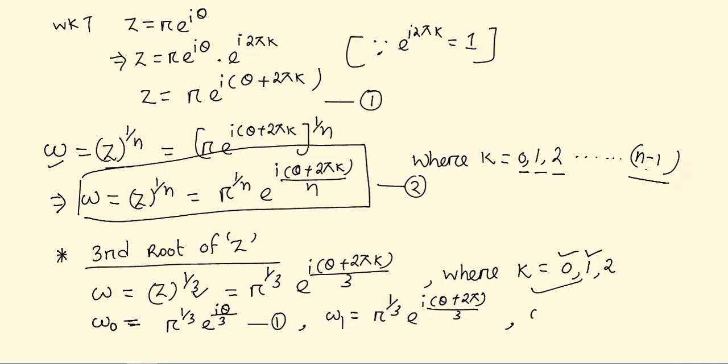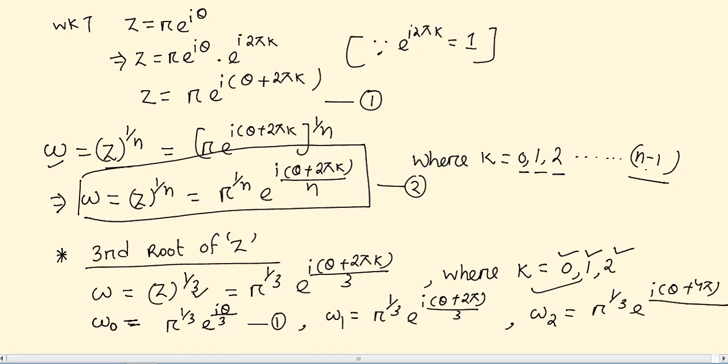And the third root can be found by using k equal to 2. So the third root is r to the power 1 by 3 e to the power i theta plus 4 pi divided by 3. So omega 0, omega 1 and omega 2 represent the three roots of z.